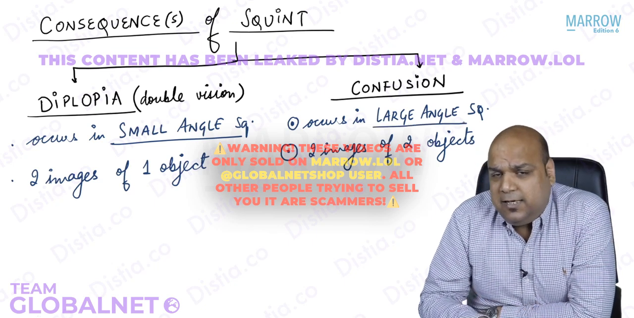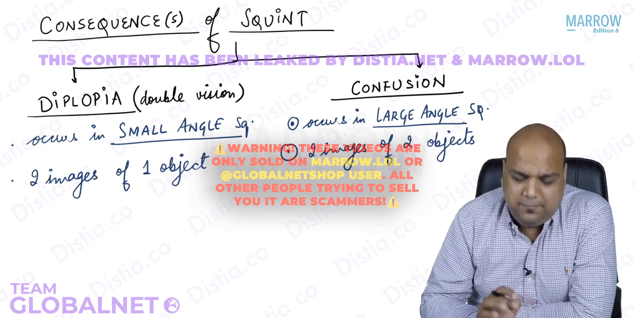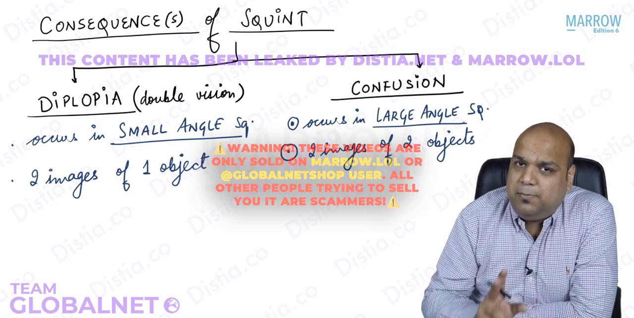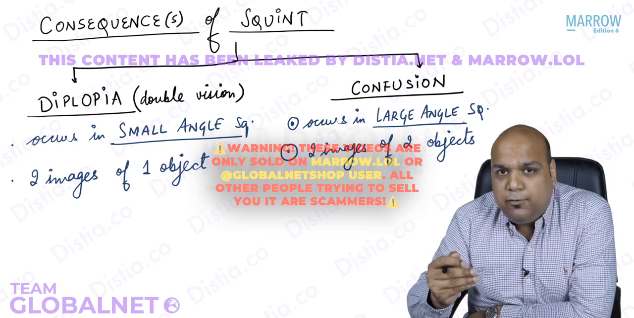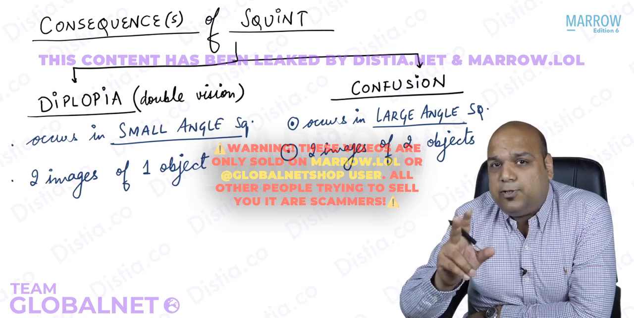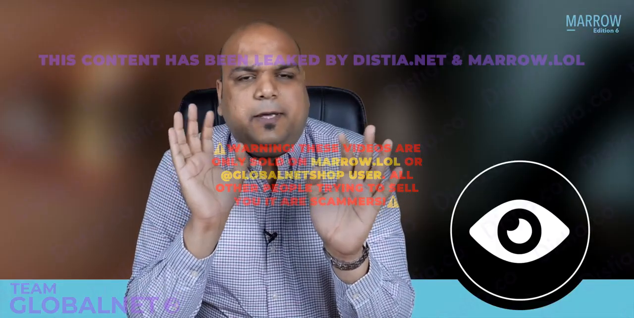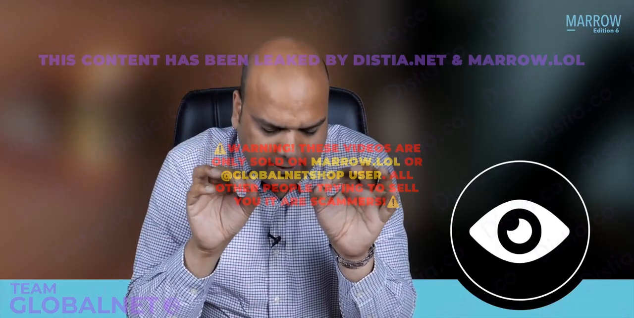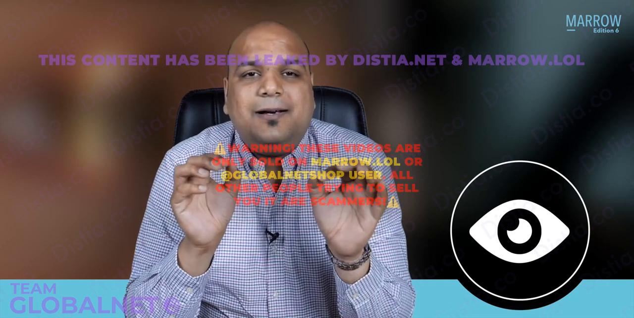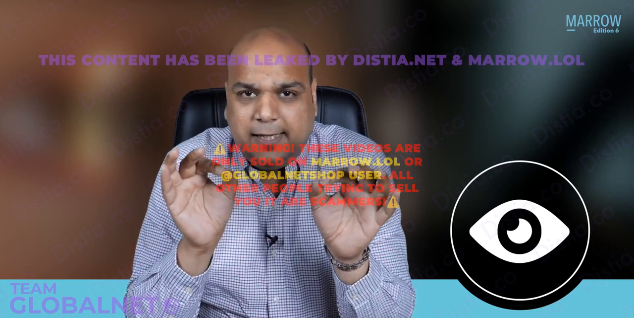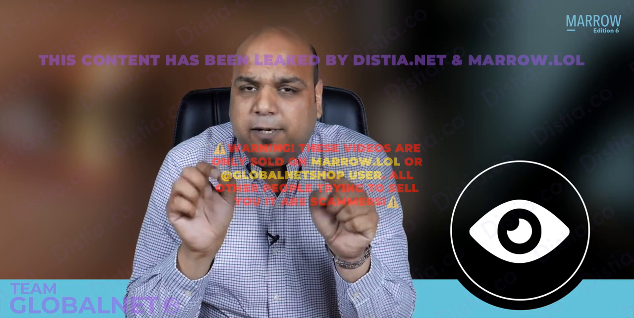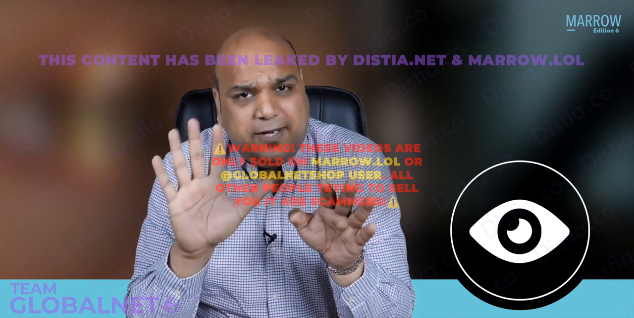Confusion will occur in large angle squint, diplopia will occur in small angle squint. In diplopia, you have double vision, but of the single object. In confusion, you also have double vision, but it is different because you see entirely two different objects. Okay. So let's understand diplopia first, guys. Diplopia, as we have written, occurs in cases of small angle squint. Small angle squint means deviation less than 5 degrees.